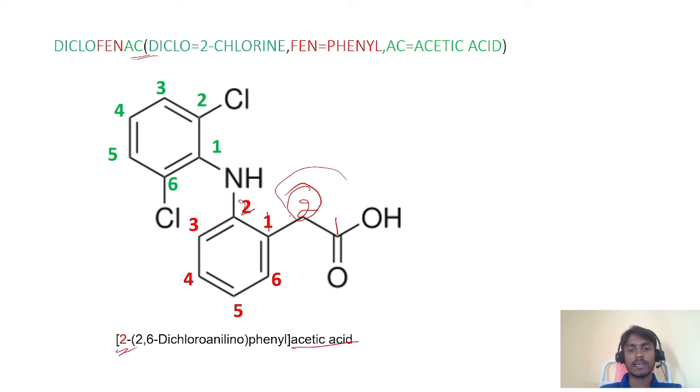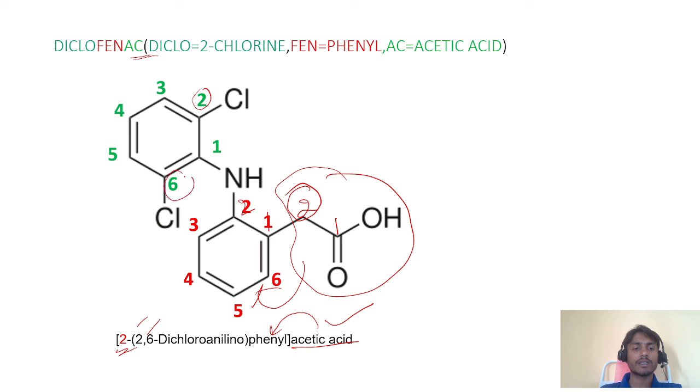So this we can call acetic. The two-carbon carboxylic acid is acetic acid, which is attached to the phenyl group. That phenyl group has chlorine at the 2 and 6 positions, hence dichloroaniline group. An amine group on benzene we can call aniline. So aniline phenyl acetic acid. That is the IUPAC name for diclofenac.